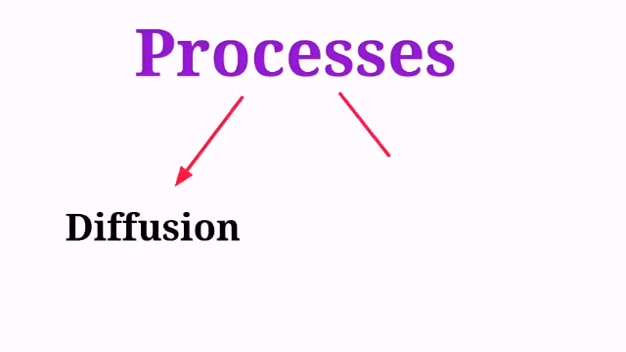There are two processes involved in the movement of substances. The first process is known as diffusion and the other process is known as osmosis. So let's discuss diffusion first. But before understanding diffusion, let's understand concentration.